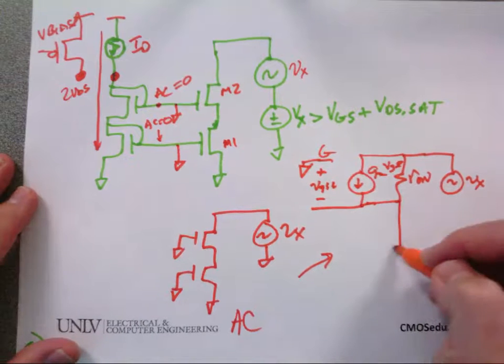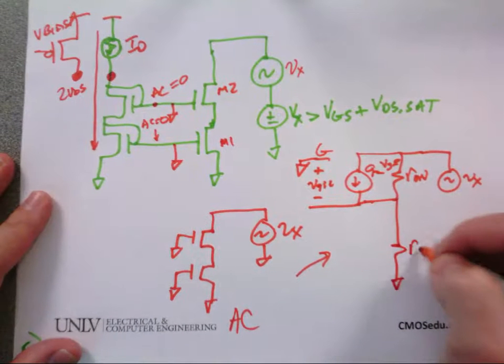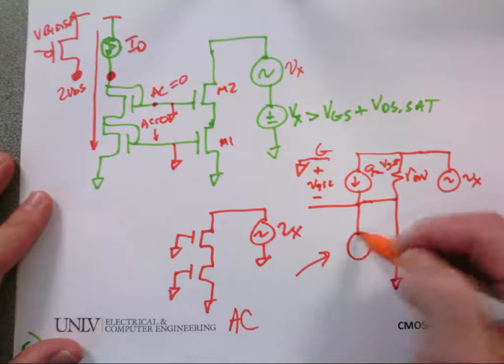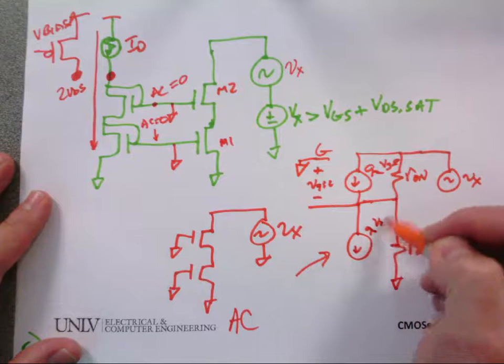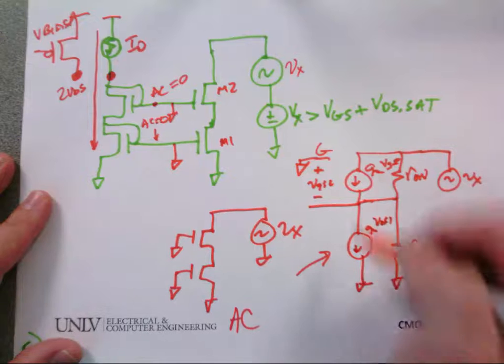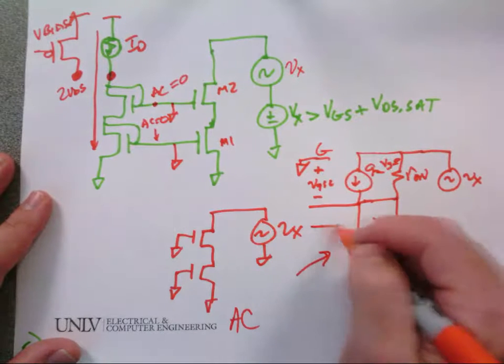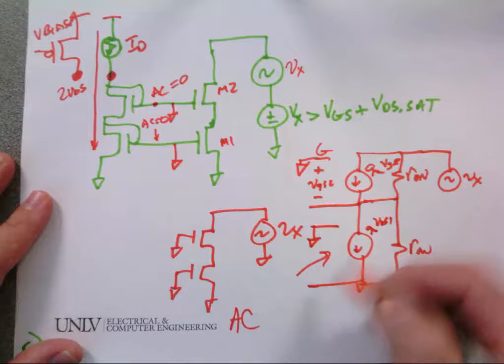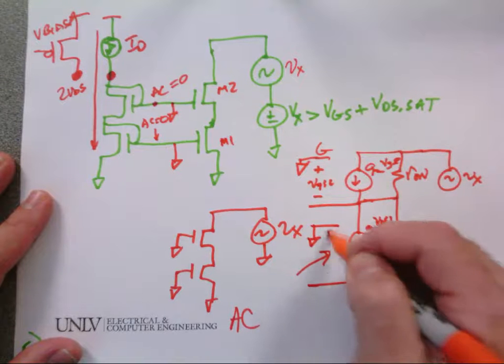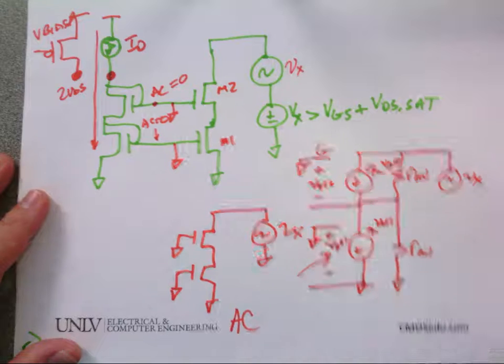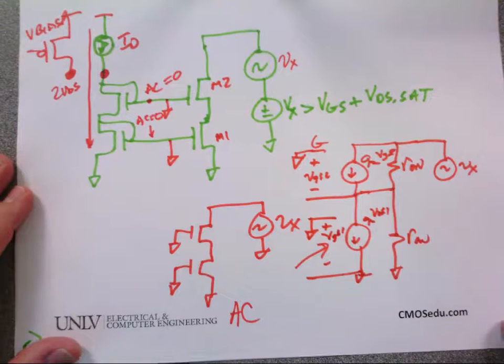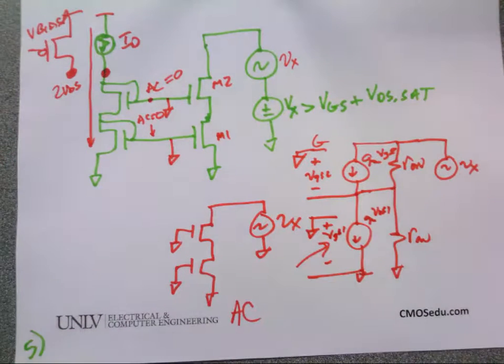So then I come over here and I do the same thing. R out N, gm VGS1, and then let me see, gate is here, goes to ground, and then I got plus minus VGS1. Tell me something useful here.